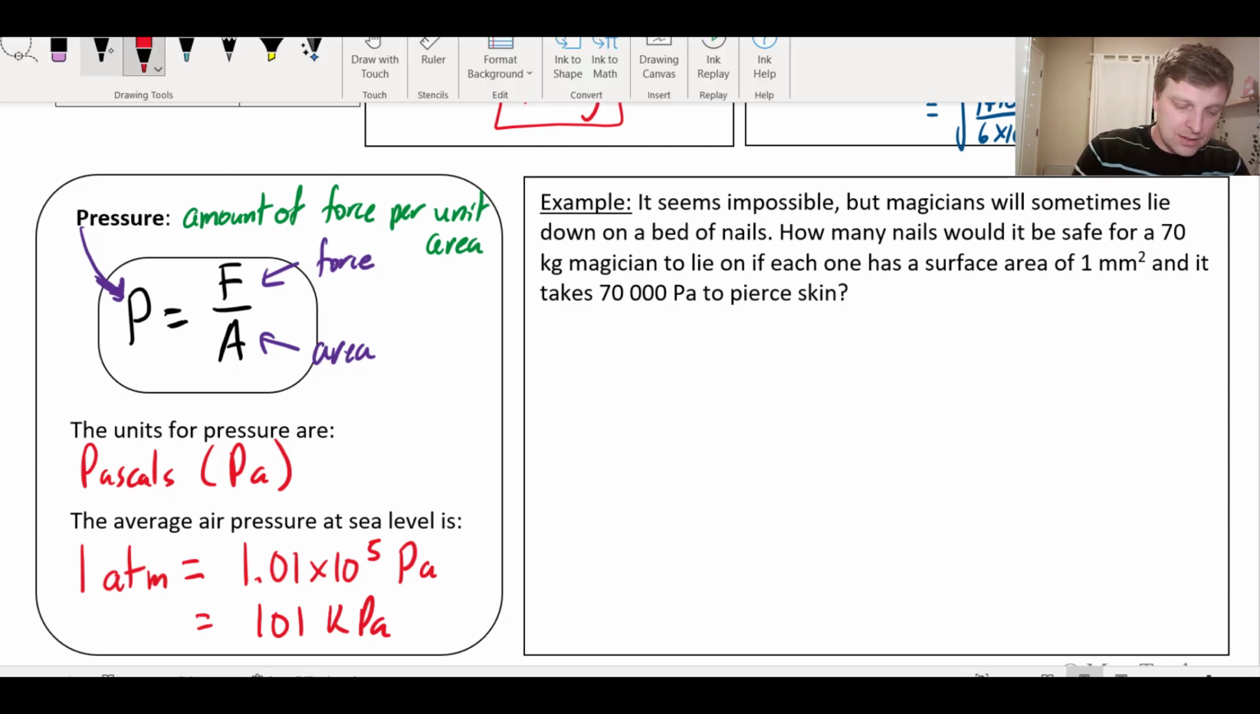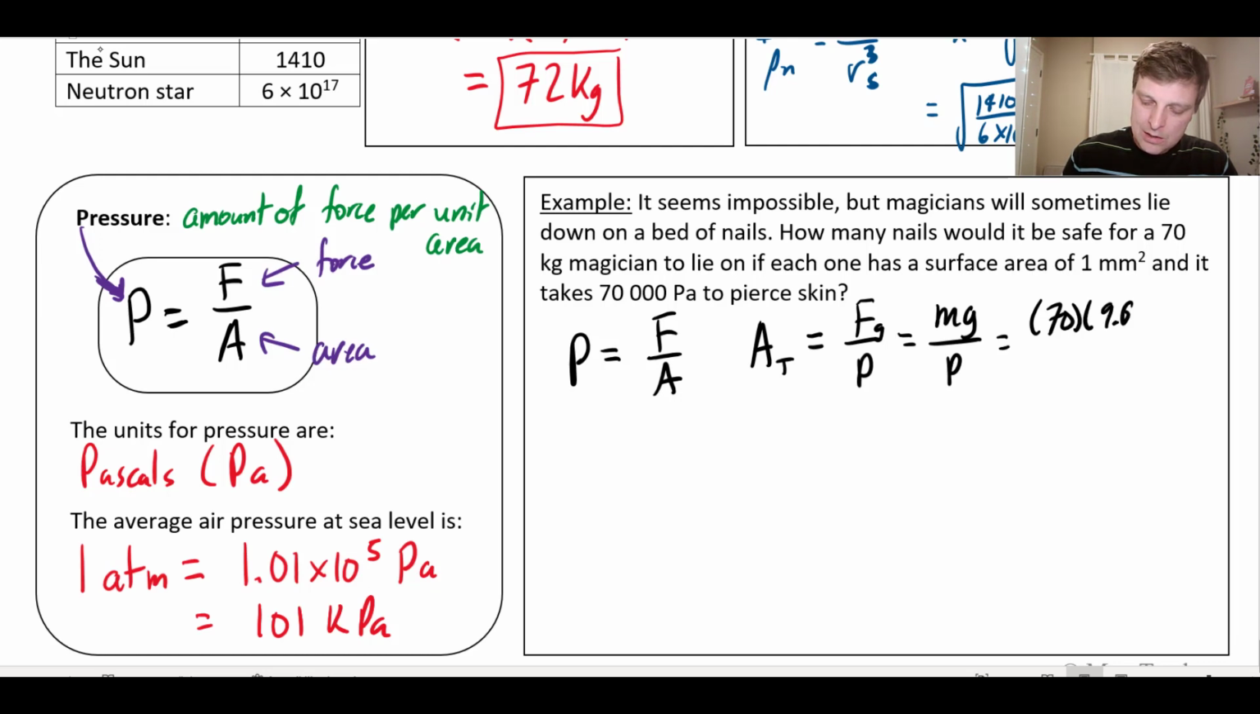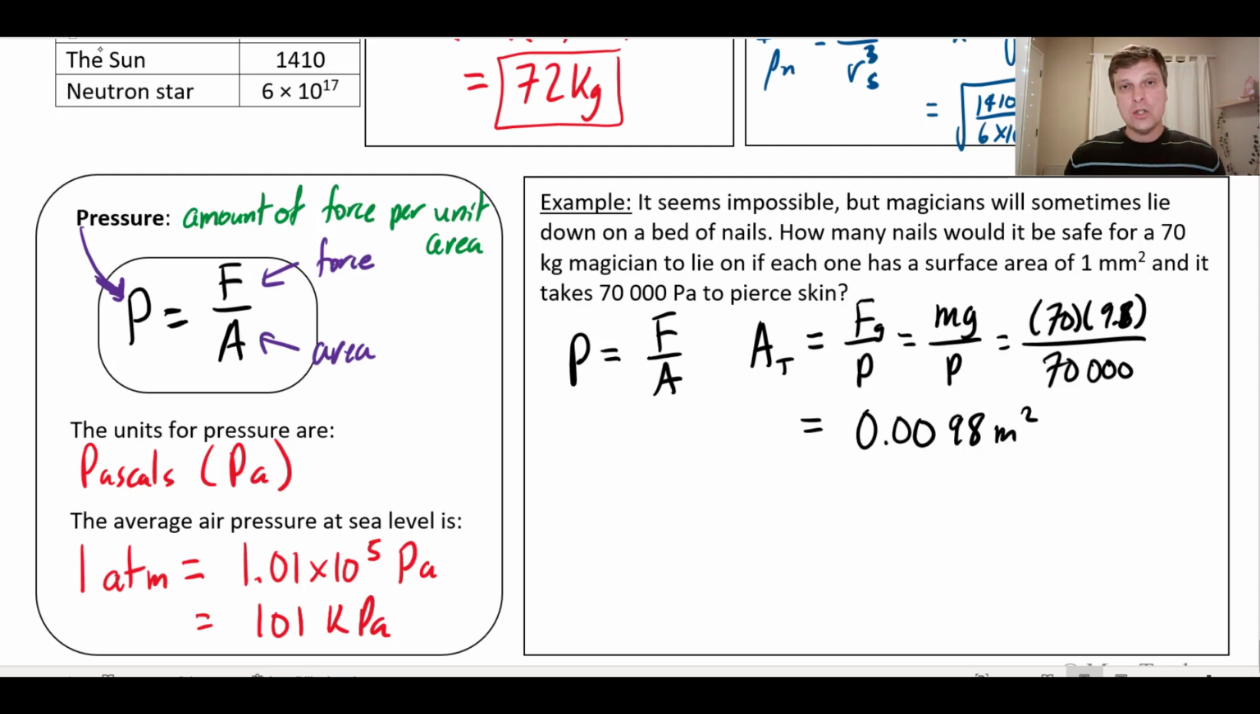So we'll start off with our fancy new formula here. Pressure equals force over area. And one thing we could figure out is the area. So the total area, and keep in mind this is the total area required of all the nails, is going to equal the force divided by the pressure. Now in this case the force that's pushing down on the nails would be equal to the weight. So this would be the weight Fg, which is just equal to mg, divided by the pressure. So 70 kilograms times 9.8 divided by a total pressure of 70,000 pascals. So this means we need a total surface area of 0.0098 square meters, which doesn't actually sound like a whole lot, but keep in mind this is square meters.